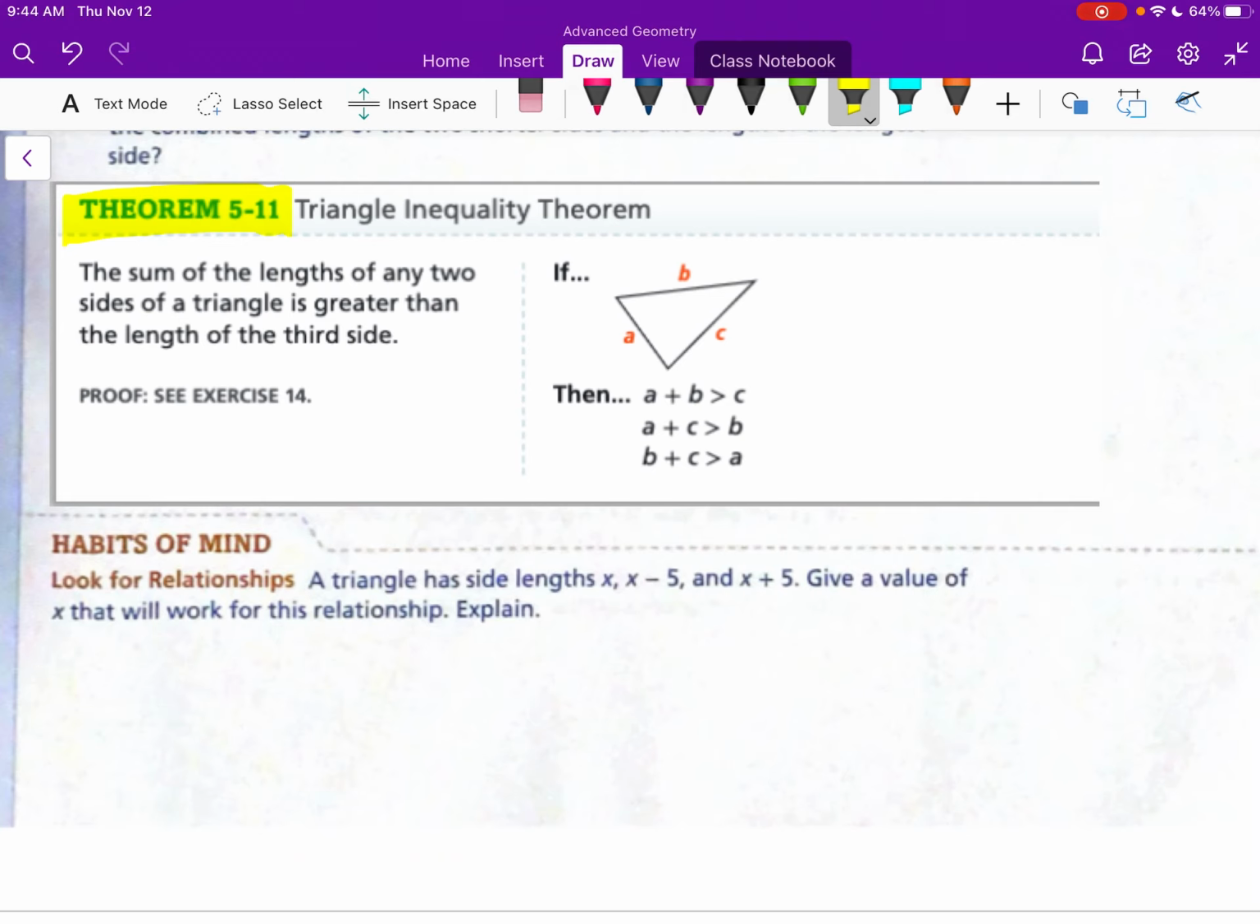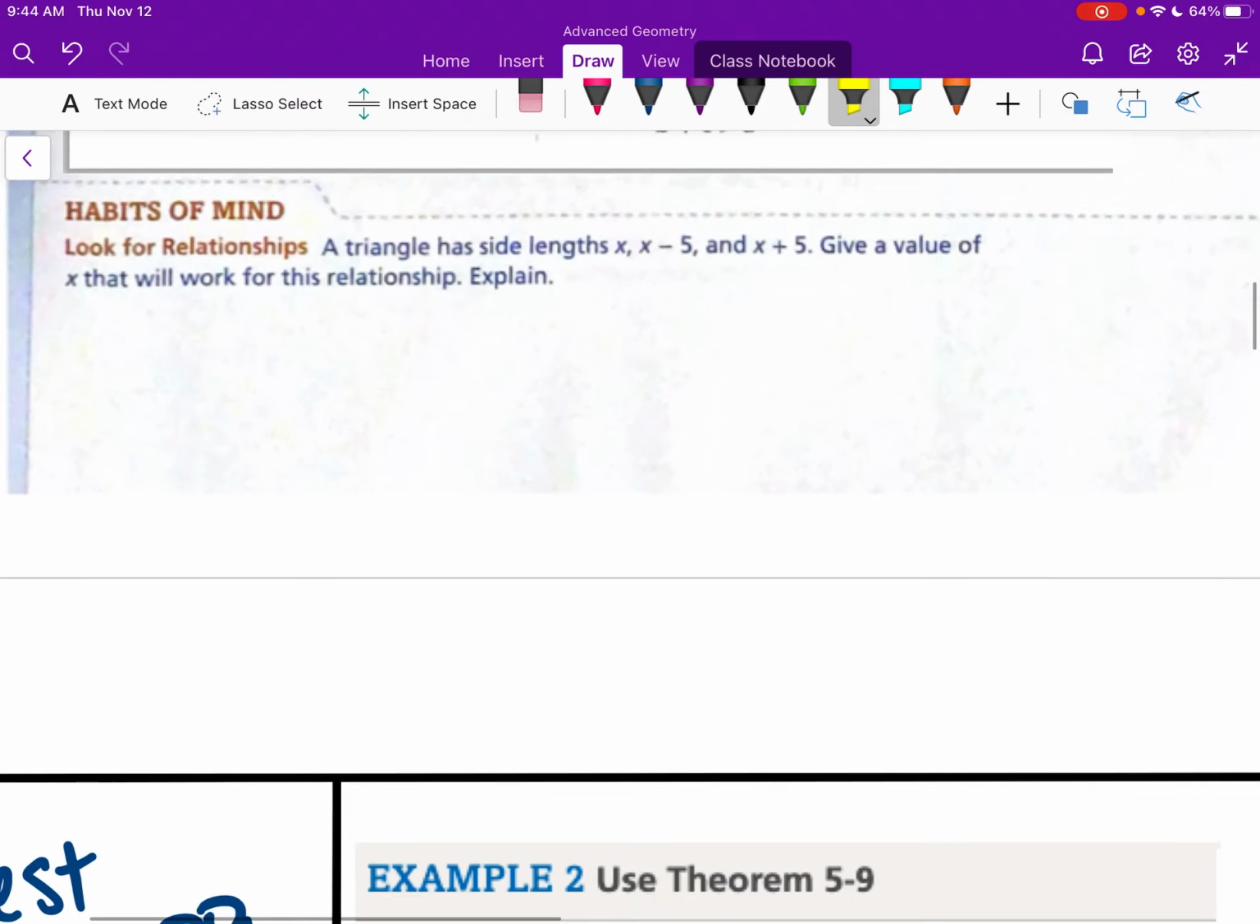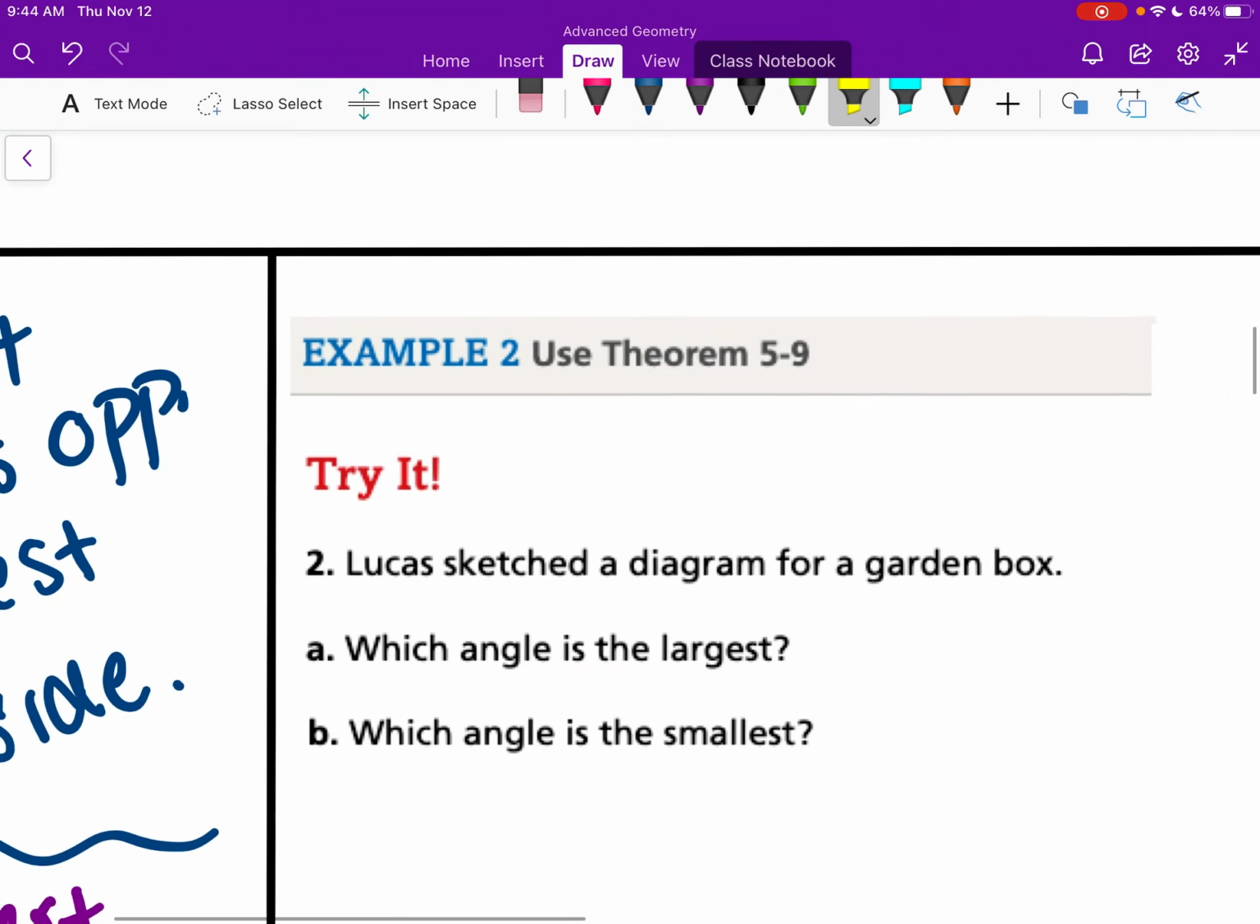And I'm just going to talk through this while you guys jot it down. It pretty much is saying that the two shorter sides of a triangle have to add to be greater than that longer third side, that hypotenuse side. Like if we were thinking of a right triangle, the larger side. And we're going to dive more into that here in a couple examples. So let's actually turn the page and we're going to skip example 1 and go straight to example 2.